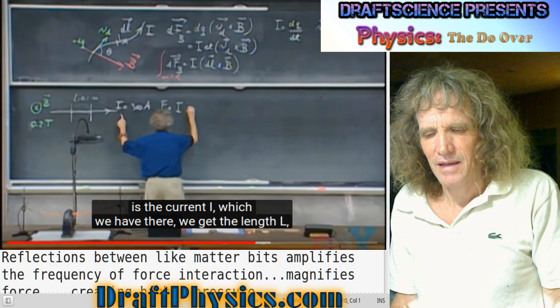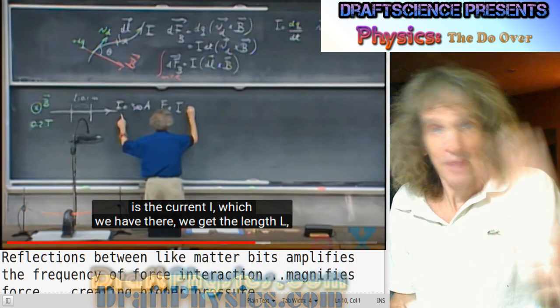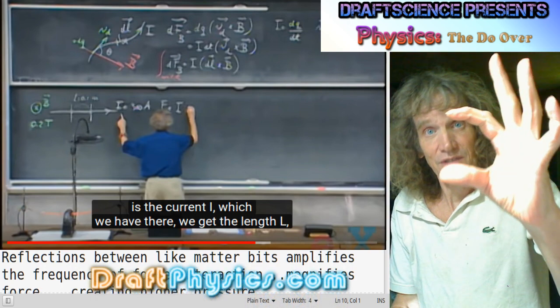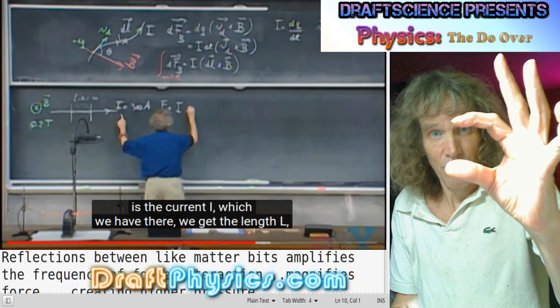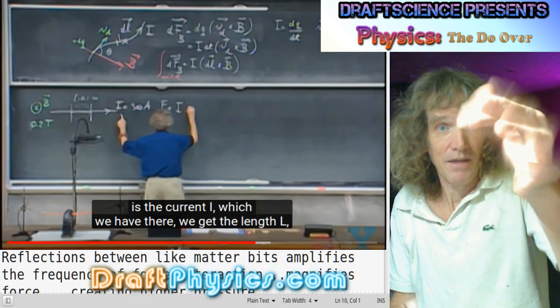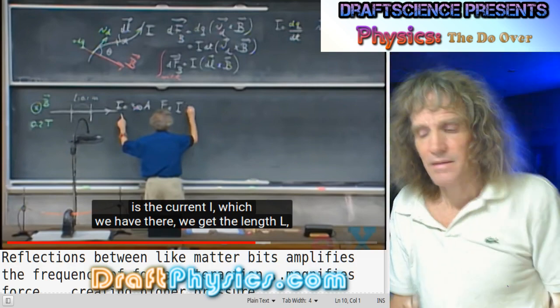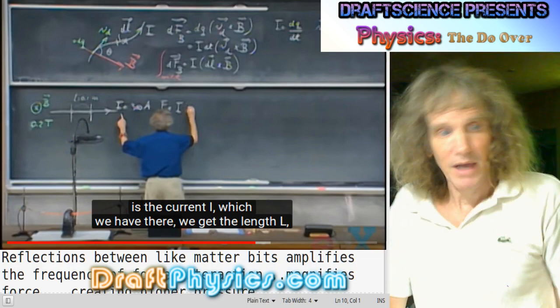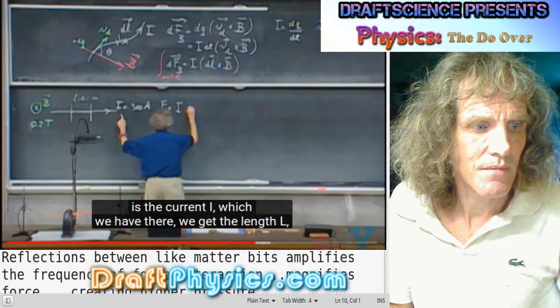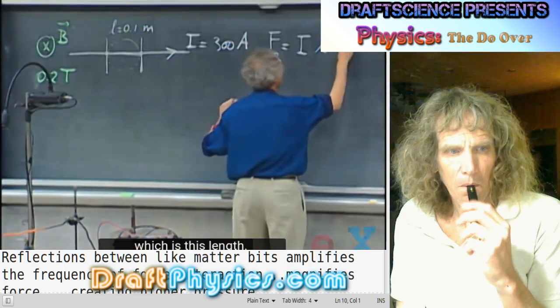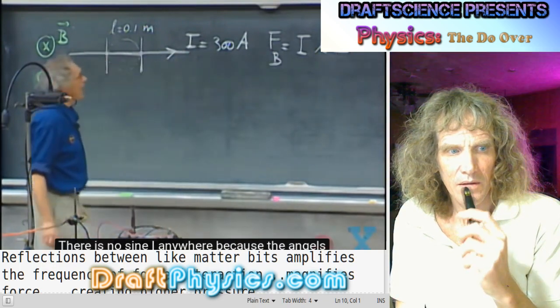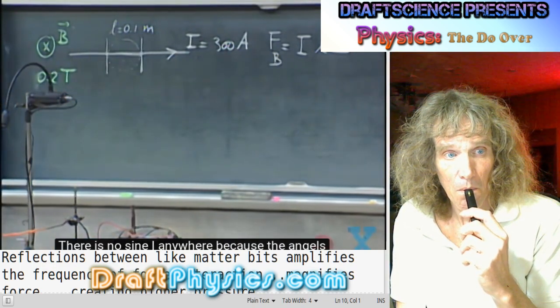So is it going to add to that something important? But that thickness of the wire matters, because now it's essentially a dipole, so it's a magnet. And if it's in the field the wrong way, and it can't flip, it's going to react by going up or down. We get the length L, which is this length, multiplied by the magnetic field. There is no sine anywhere because the angles are 90 degrees.